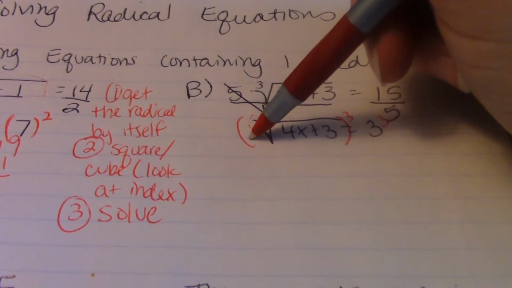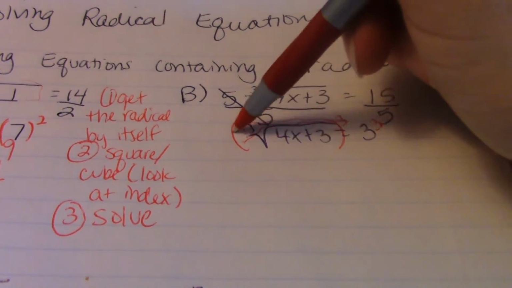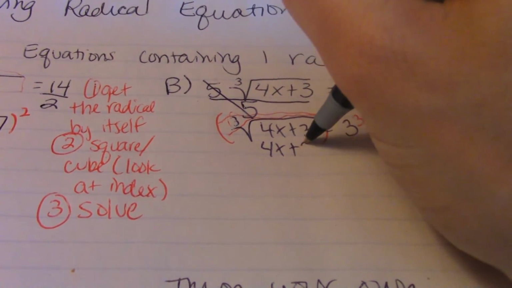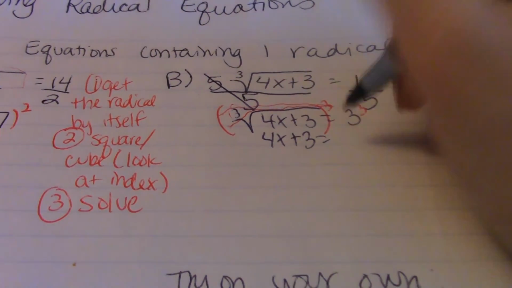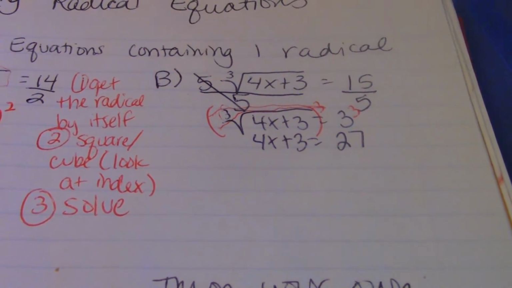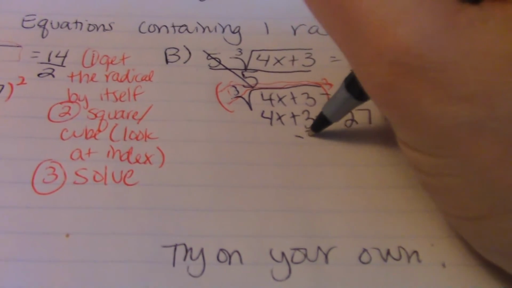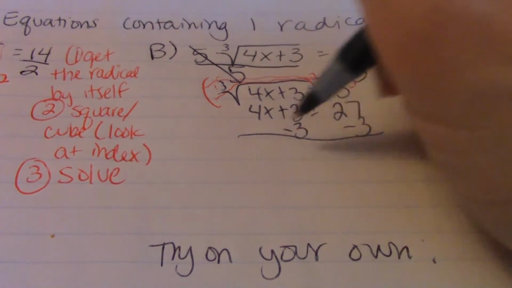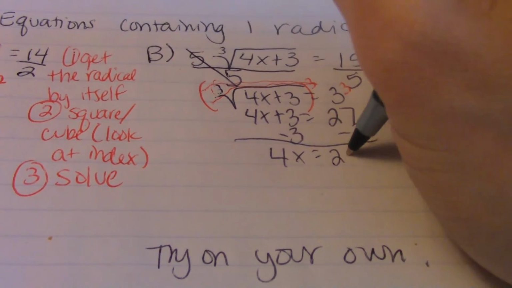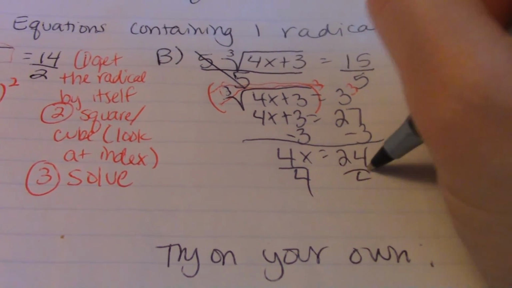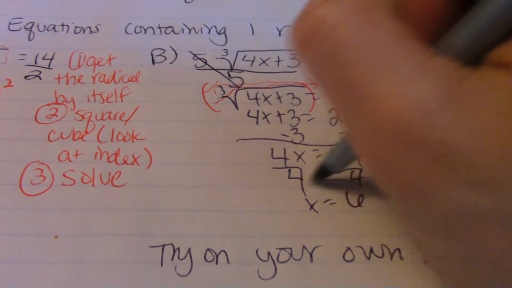So all the little stuff cancels on this side, and we're left with 4x plus 3. And 3 cubed is 27. And now we need to solve. So we need to minus our 3. 4x equals 24. Then we need to divide by 4. So x equals 6.